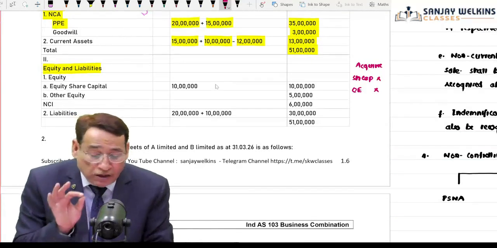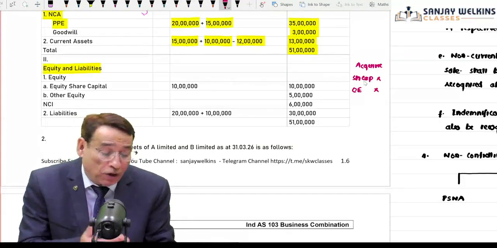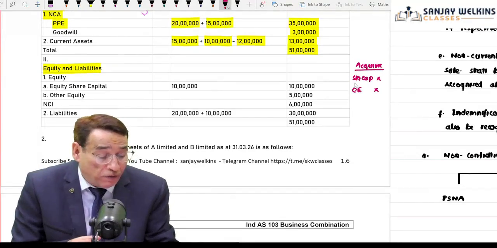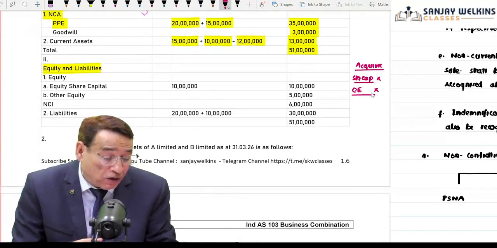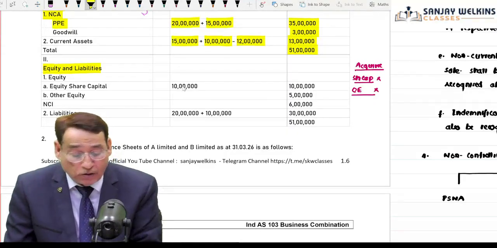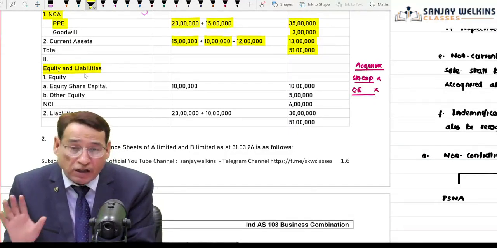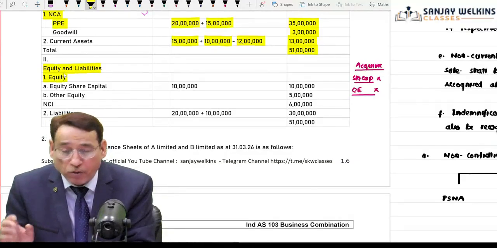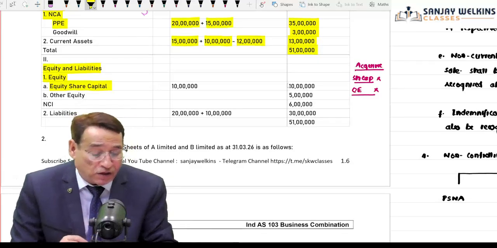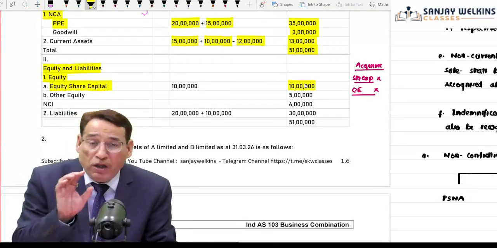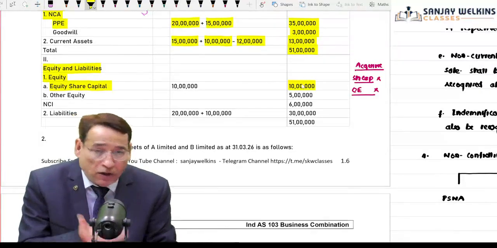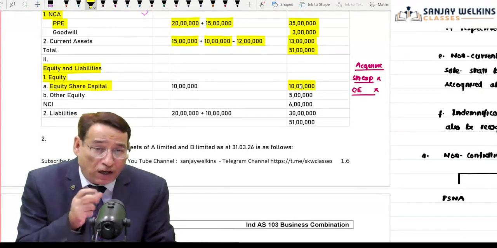While preparing the consolidated balance sheet, you will not take into account the share capital of the acquiring entity. You will not take into account the other equity. Is it clear to you or not? For example, when I write equity and liability, first I will write equity, then equity share capital. In the equity share capital, I will take into account only the share capital of the acquirer entity. I will not take over the share capital of the acquiring entity.